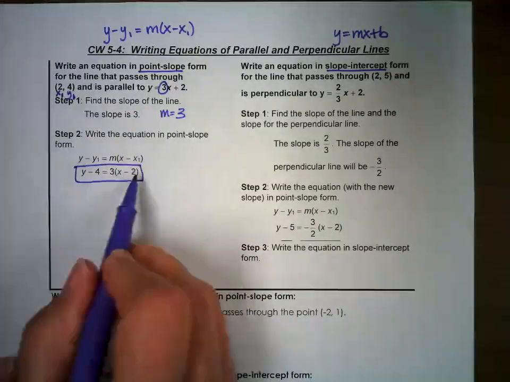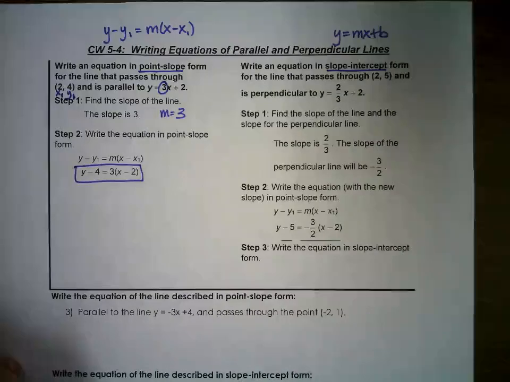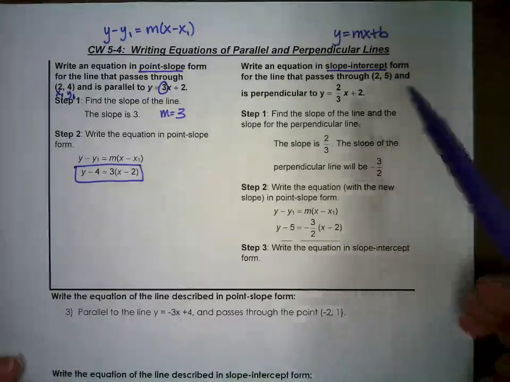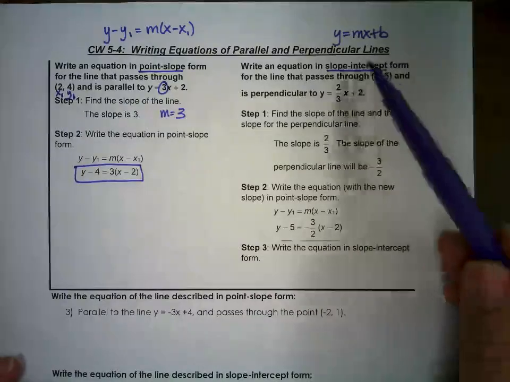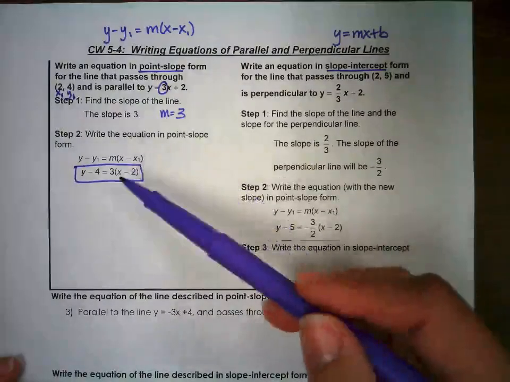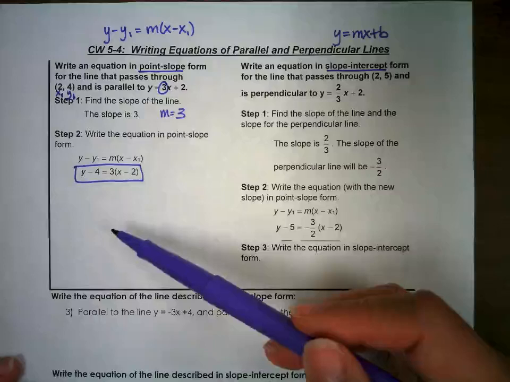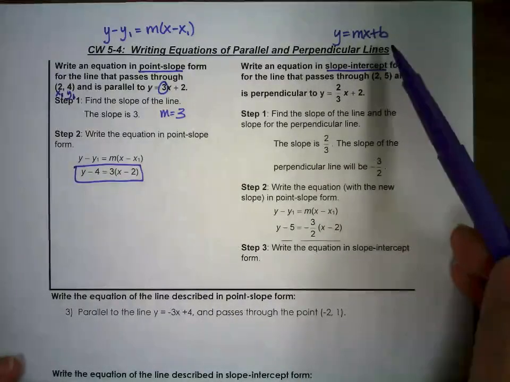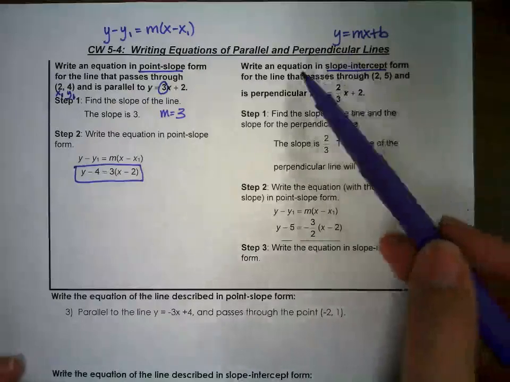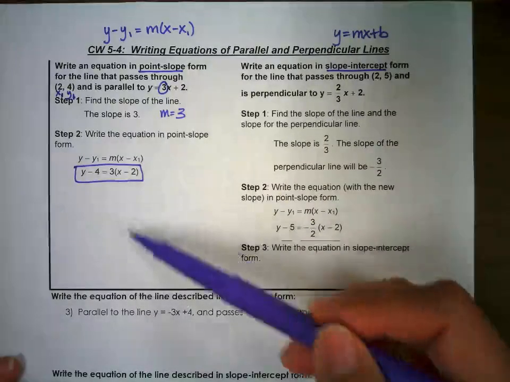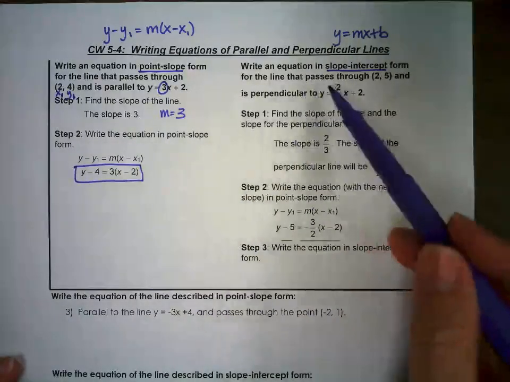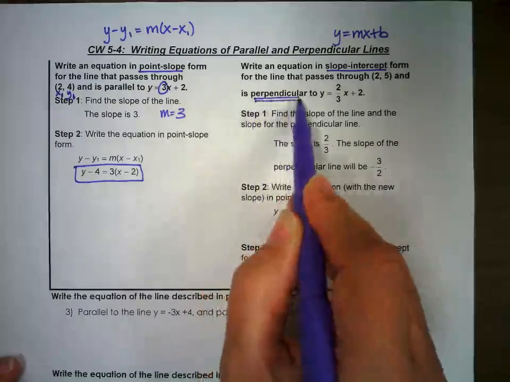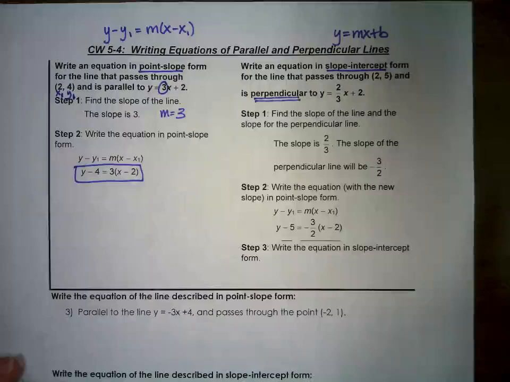It's already in point-slope form, right? Now, if they ask for the same type of thing, but this time for slope-intercept form, well, then we would have to solve for y, because that means they want y by itself. They want it in this y equals mx plus b form. All right, so this one we will do in slope-intercept form, so we will solve it all the way out. But in addition, this one they want to be perpendicular. Okay, so not the same slope this time.